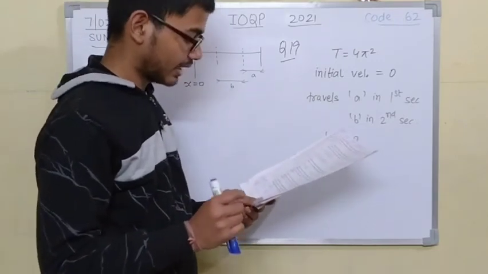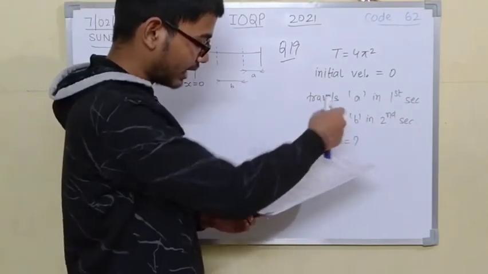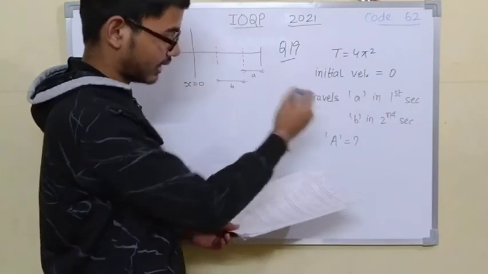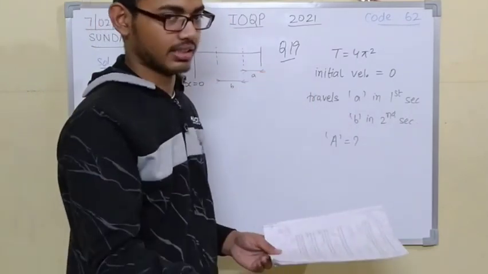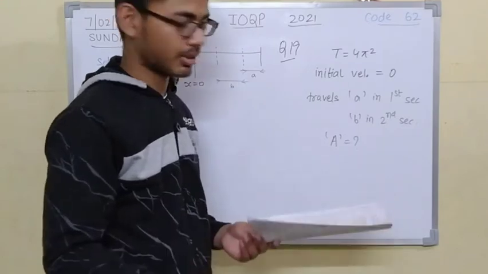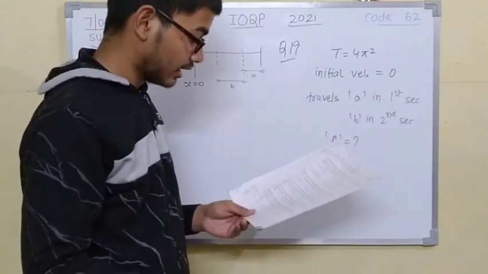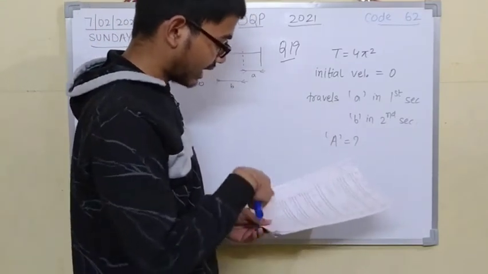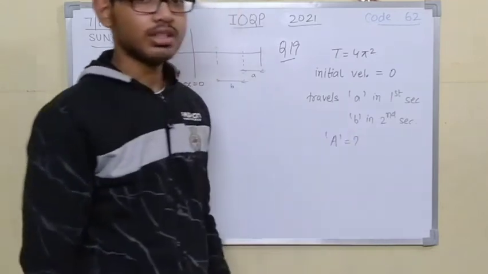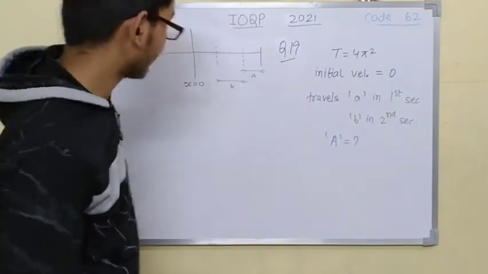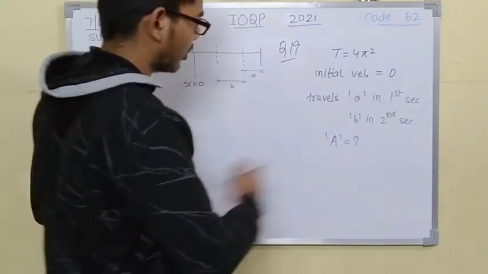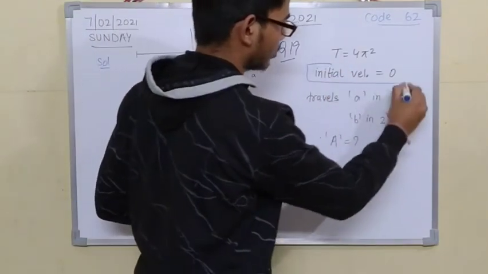Then it travels a distance a in the first second and distance b in the next second. I will prefer next second. Traveling in the same direction, the amplitude of SHM is to be found for the answer. Now this is also a key point, that the initial velocity is 0.